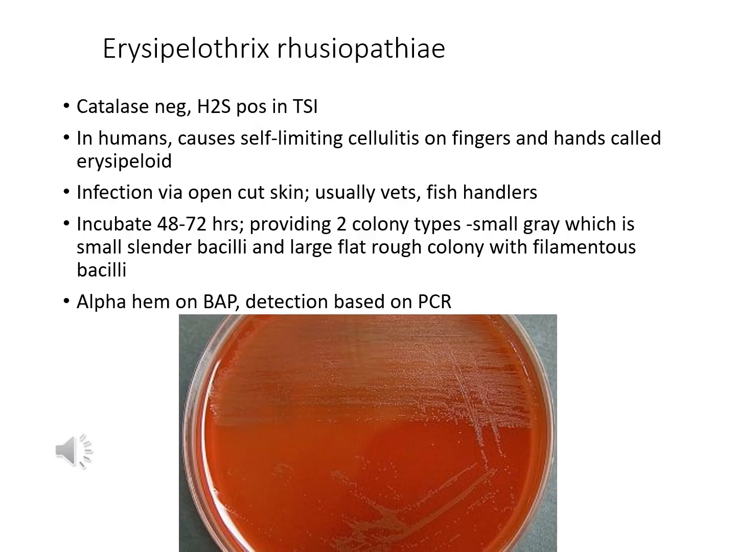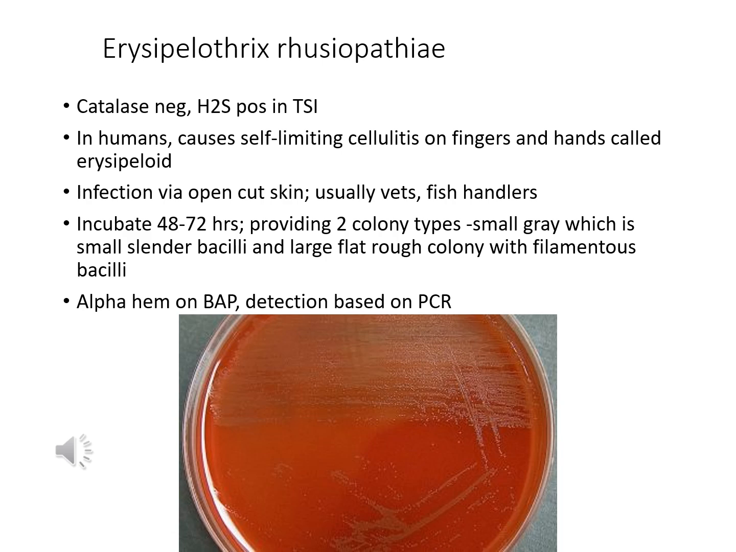So this is catalase negative. It's hydrogen sulfide positive if you set it up on a TSI tube. In humans, it usually causes a self-limiting cellulitis on the fingers and hands, which is referred to as an erysipeloid. Infections can be from an open cut in the skin, and we'll usually see this in people who handle animals, so veterinarians and fish handlers.